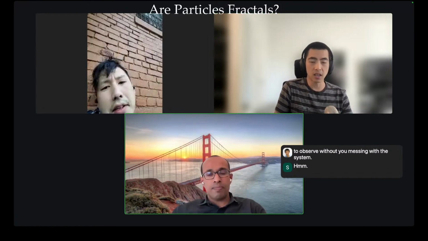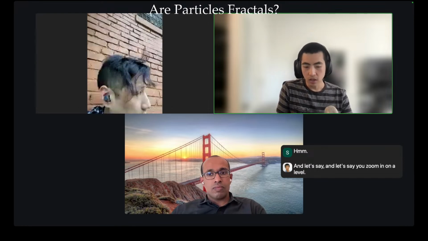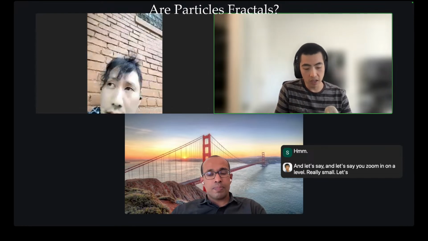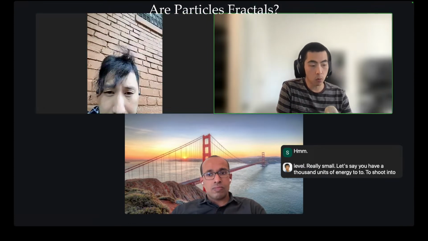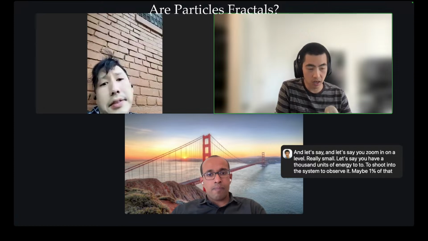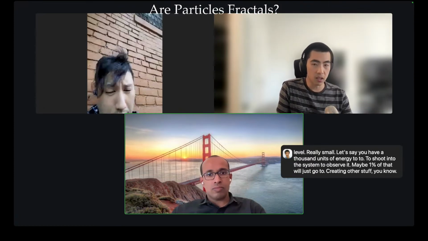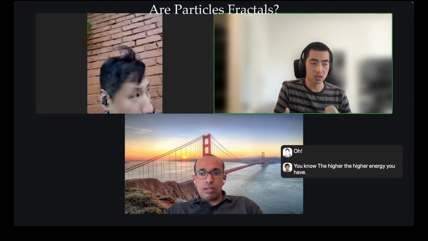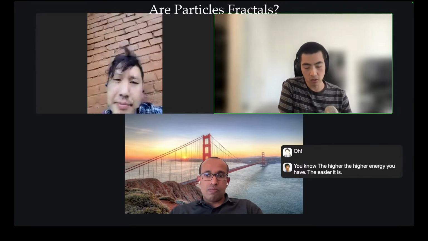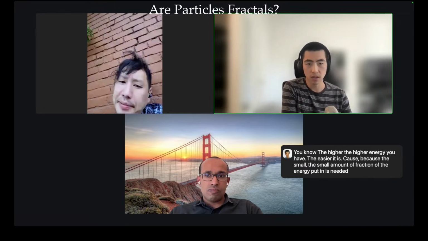And let's say you zoom in on a level really small. Let's say you have 1,000 units of energy to shoot into the system to observe it. Maybe 1% of that will just go to creating other stuff. And the higher energy you have, the easier it is, because the small fraction of the energy you put in is needed to create new particles, right?